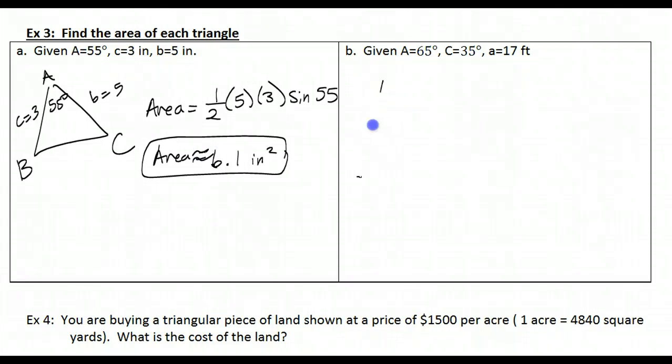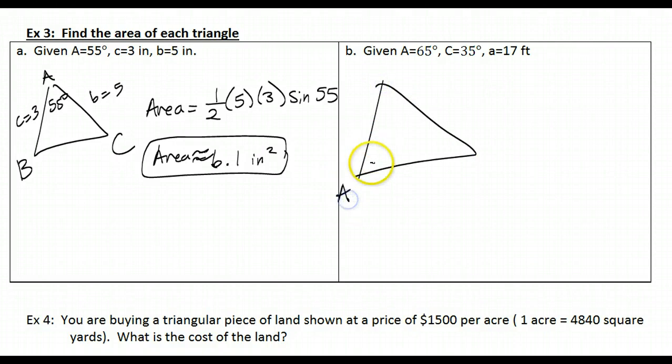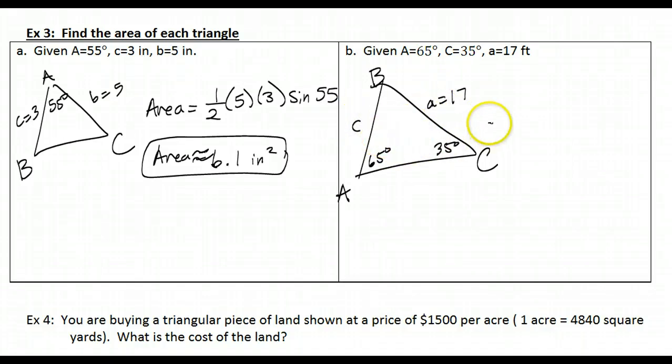So for part B, here's what I've got. I know angle A is 65 degrees. I know angle C is 35 degrees. Side A is 17. I do not right now have the required information because, again, I need two sides and the angle in the middle. So here's what I can do. I do have enough information here in order to find side C, if you look at what I've got.